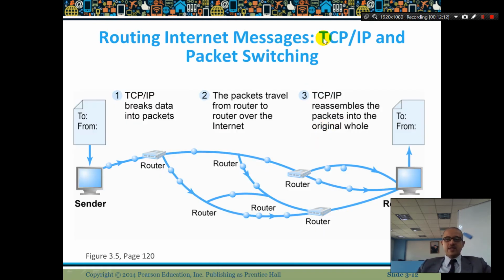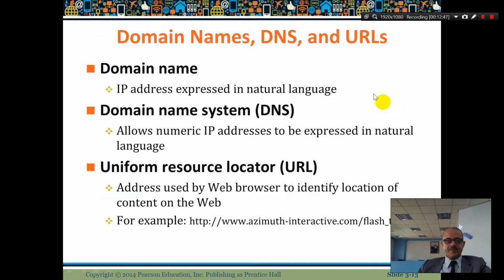So we've got routing, internet messages, TCP/IP, and packet switching. Here we have a sender, a recipient, and the to and from. We've got routers to reach the recipient. TCP/IP breaks data into packets. Packets travel from router to router over the internet. TCP reassembles the packets once they reach the destination. You can notice that with the internet, the information can go through any available route in order to reach the destination.